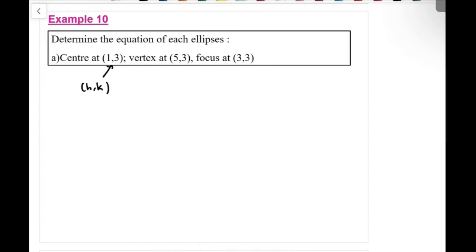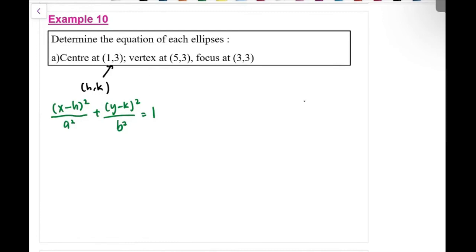In order to solve this pattern, we won't use any formula. You have to use your logic. Try to plot the points. I write first our standard equation of ellipse: x minus h squared over a squared plus y minus k squared over b squared equal to 1. So the problem now, we already obtained h and k. A and b we don't know. So try to plot the given points.